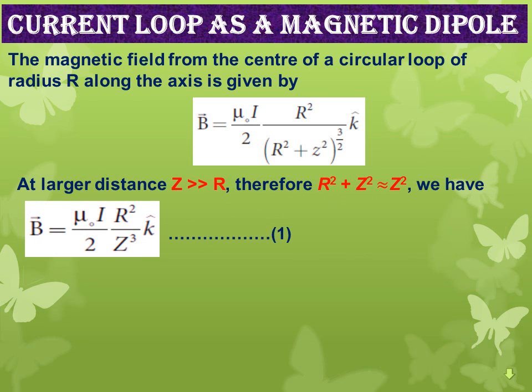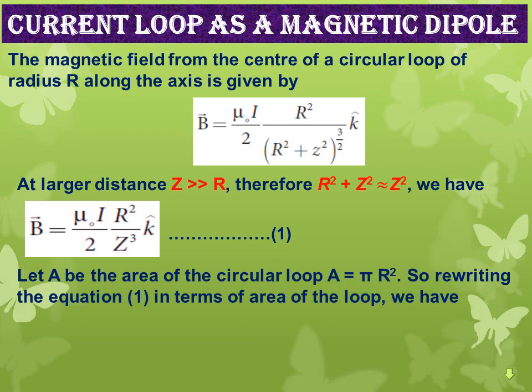At a large distance, z is very much greater than r. Therefore, r square plus z square is approximately z square, and you can neglect the value of r square. Then z square to the power 3 by 2, cancelling the power and the 2, gives z cube. That means B vector is equal to mu naught i r square divided by 2 z cube, into k cap.